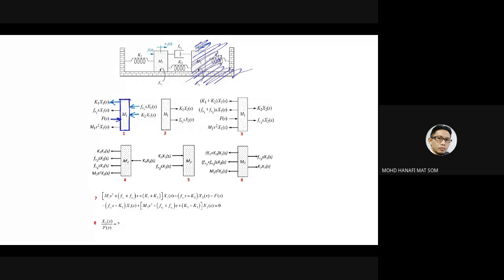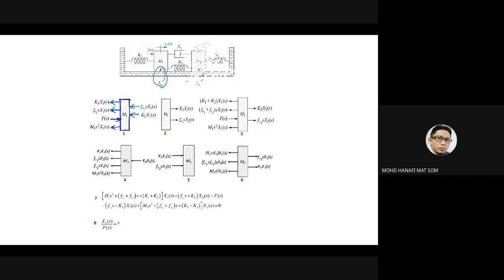Again, we have to consider the mass itself. So we have M. The movement due to the force will be opposed by the weight of M1. So you have, in the opposite direction of the force, M1 S squared X1. And finally, don't forget to consider the friction between M1 and the floor. So in the opposite direction of F, we have FV1 S X1. Okay? All right.